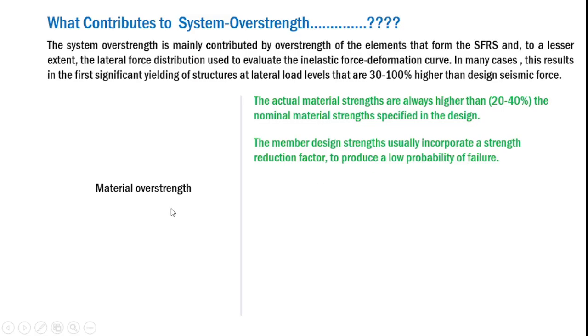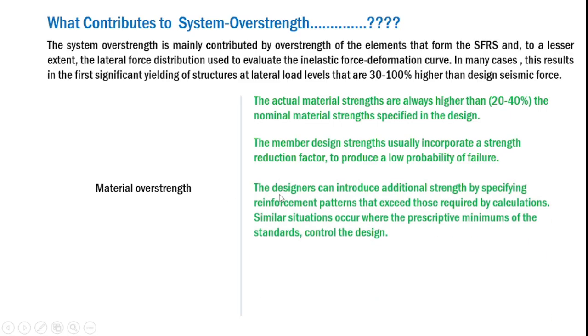And what is the second factor that is contributing to the material overstrength? The member design strengths usually incorporate a strength reduction factor to produce a low probability of failure. For example, if you refer to the ASCE, you will find that there is always a strength reduction factor, whether you are designing the member for fracture or the shear. This strength reduction factor also contributes to the material overstrength. And now coming to the third one, the designers can introduce additional strength by specifying reinforcement patterns that exceed those required by the calculations.